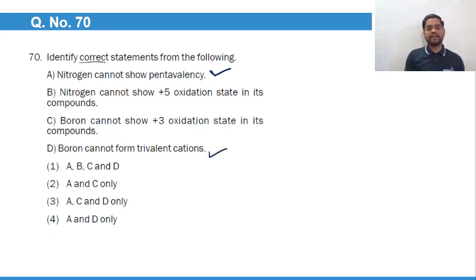We need to identify correct statements. Okay, so these two are correct, whereas nitrogen can show +5 oxidation state. That is in N2O5 it can show. If we calculate the oxidation state in N2O5, you'll see that. Boron cannot show +3? Yes, it can show +3 in BF3. So this is a wrong statement. A and D is right, so option D will be the right answer.